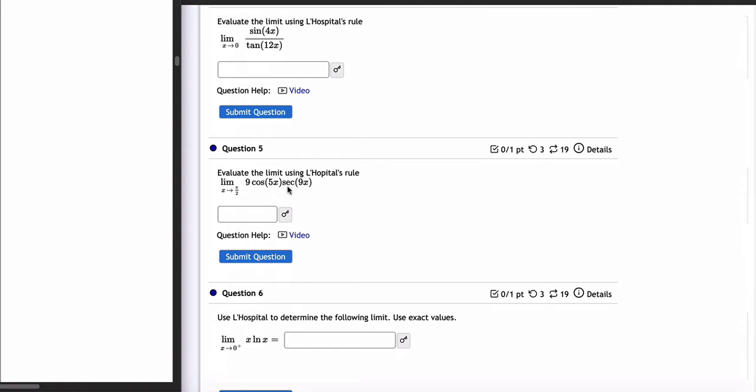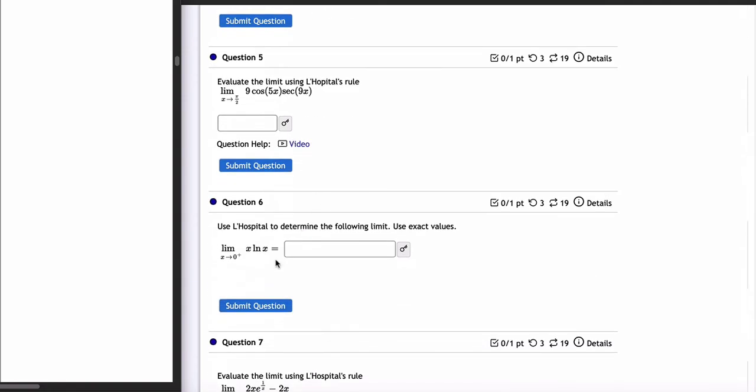Secant is the reciprocal of cosine. Question 6 is kind of like question 5 in that you have multiplication going on. You don't have a fraction.